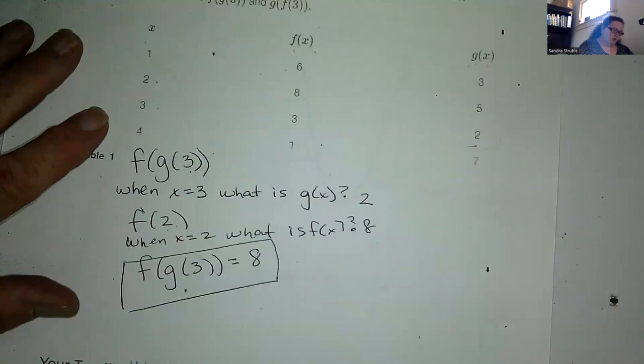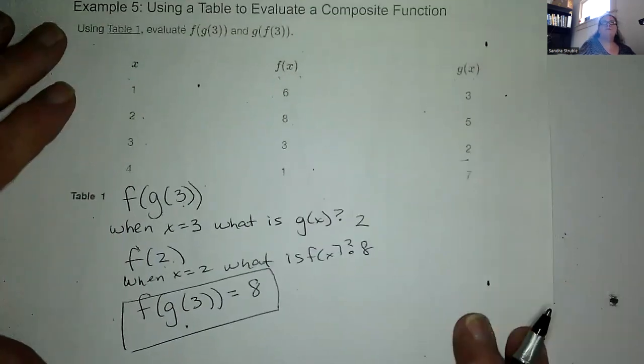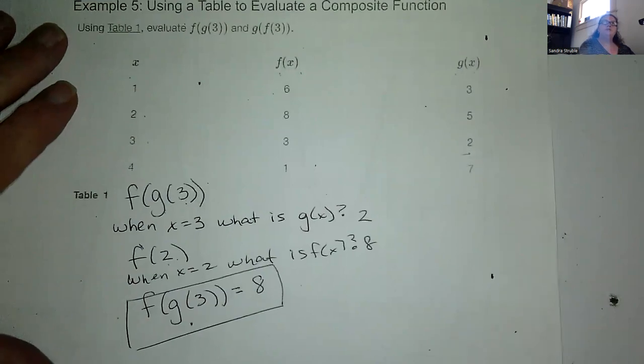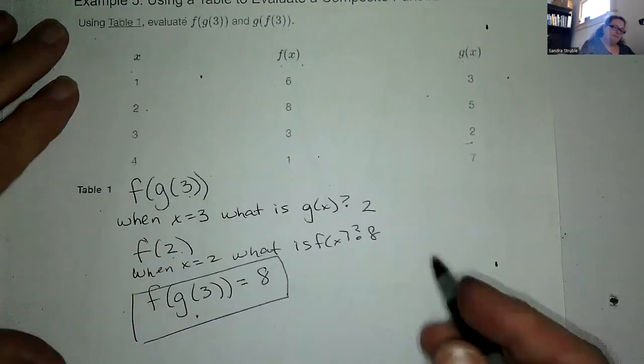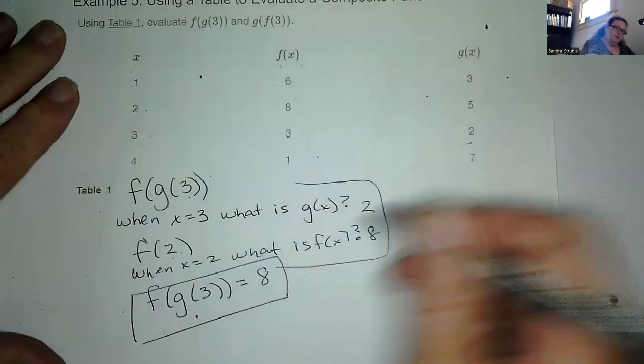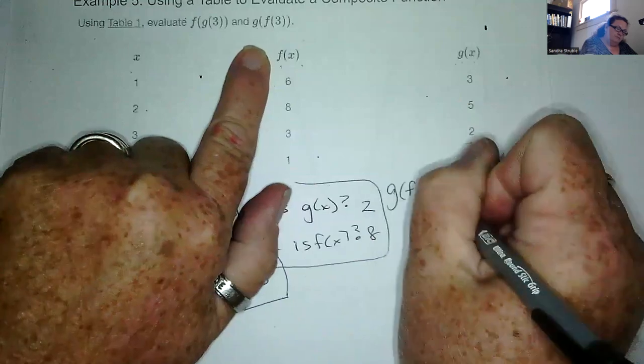Keep writing at a really weird angle. I'm going to move to the other one. Now I'm going to do g of f of 3. I'm going to tell you exactly what I'm thinking again. Move this out of the way a little bit. G of f of 3.